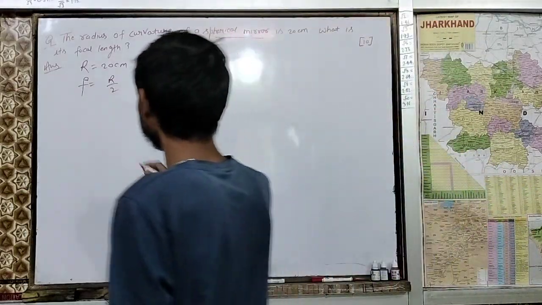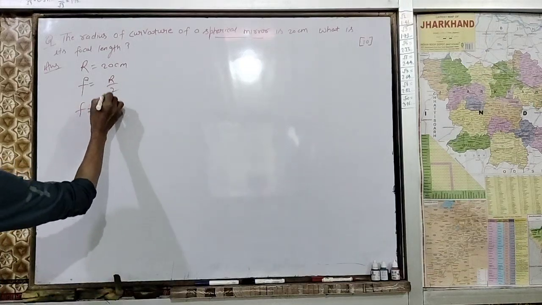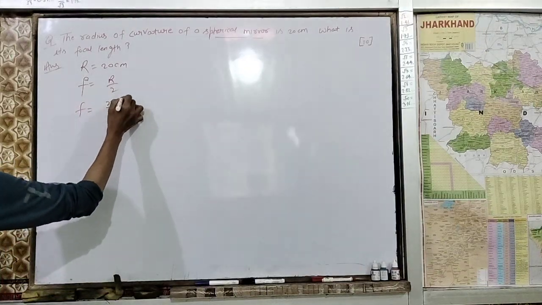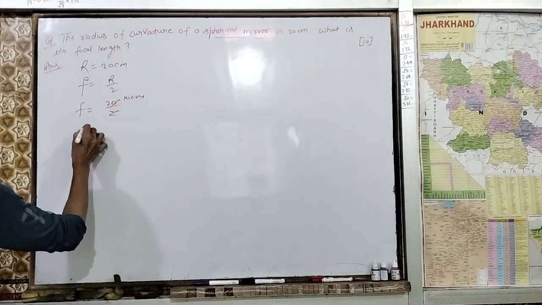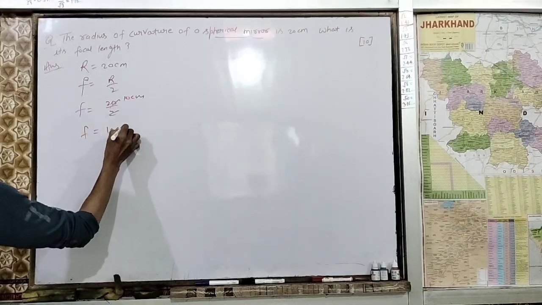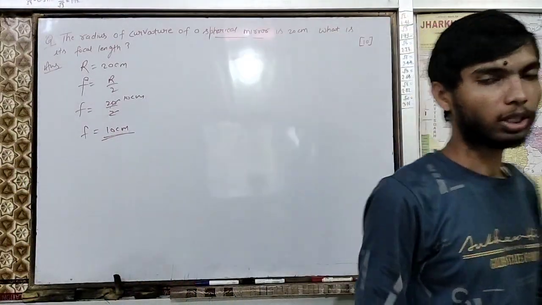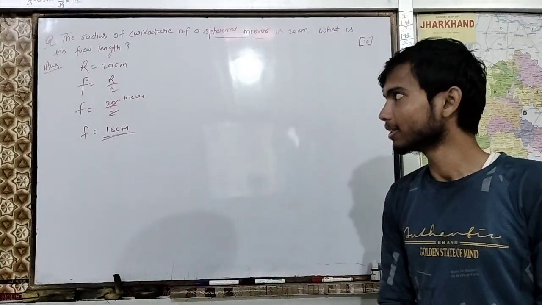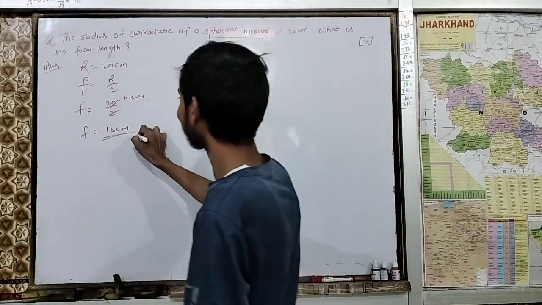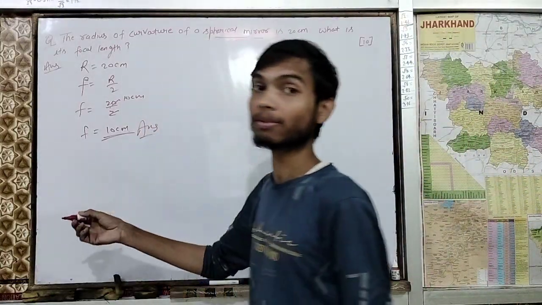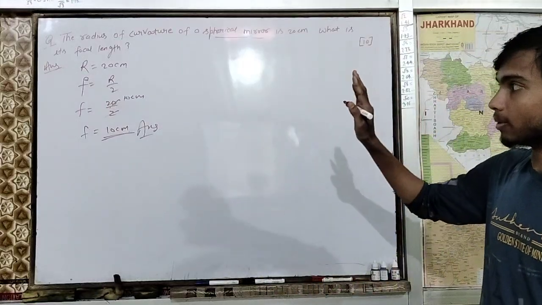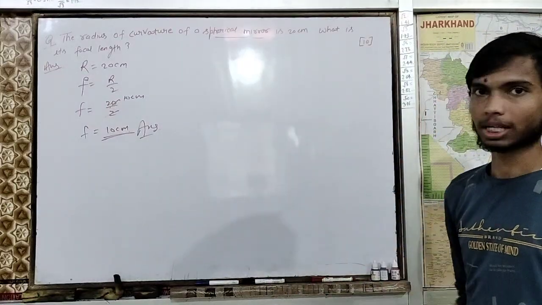Now from this we will get focal length, which is coming 10 centimeter. Yes, this is 10. So 10 centimeter is the focal length. I hope you have understood. This was not too difficult, but yeah, we just started from scratch.